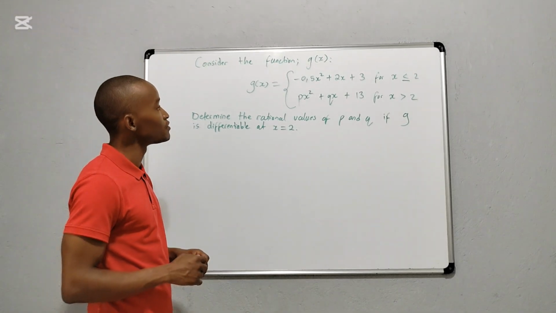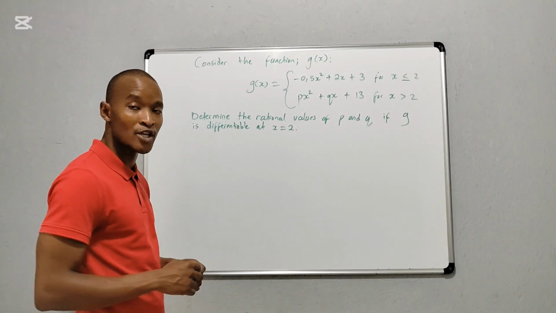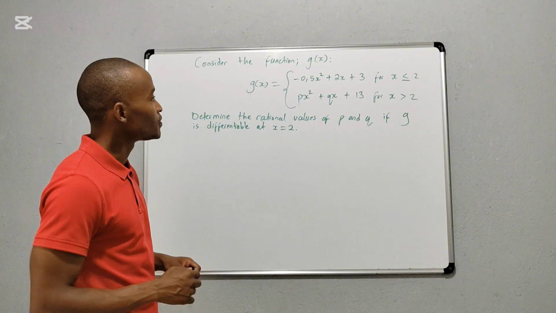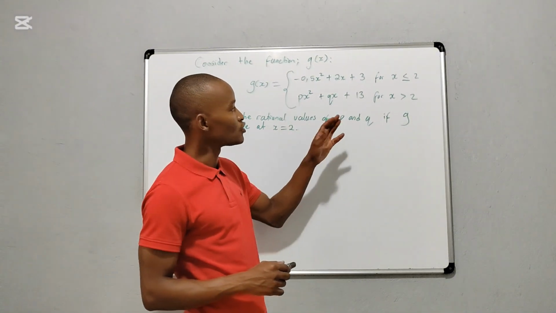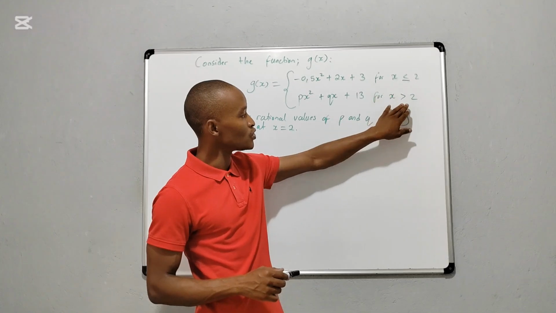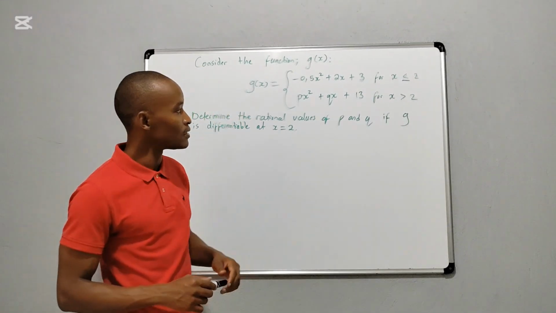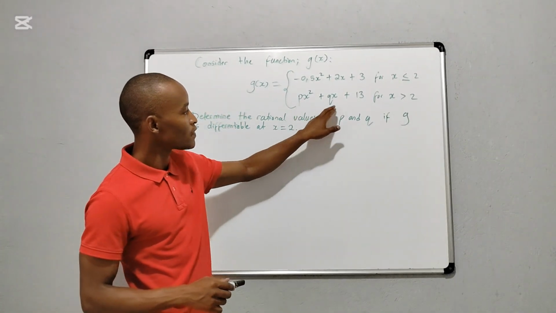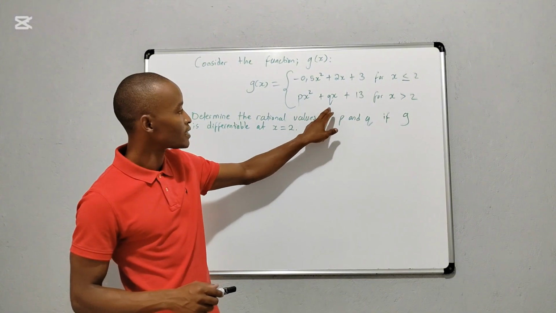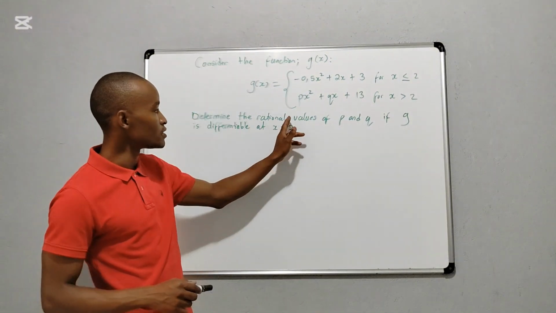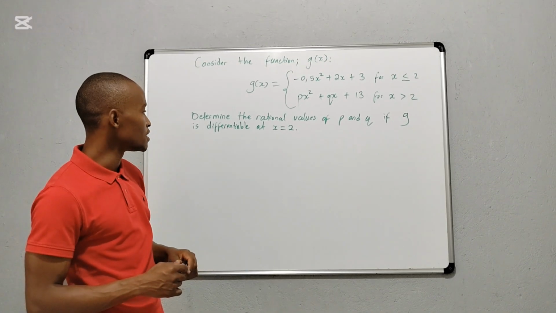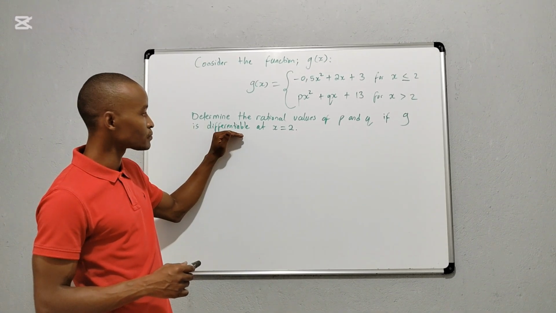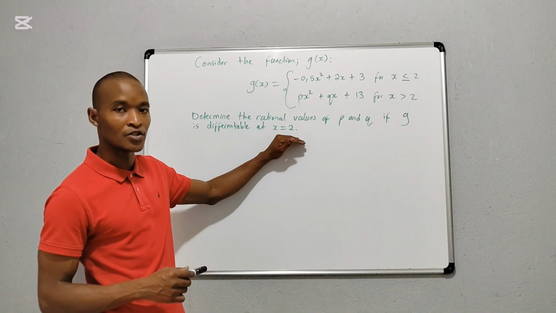Consider the function g of x, given as a piecewise defined function, and we can see that it's two quadratic functions for restricted domains x less than or equal to 2 and x greater than 2. One of the quadratic functions has variables p and q, and that is the question. Determine the rational values of p and q if g is differentiable at x equal to 2.